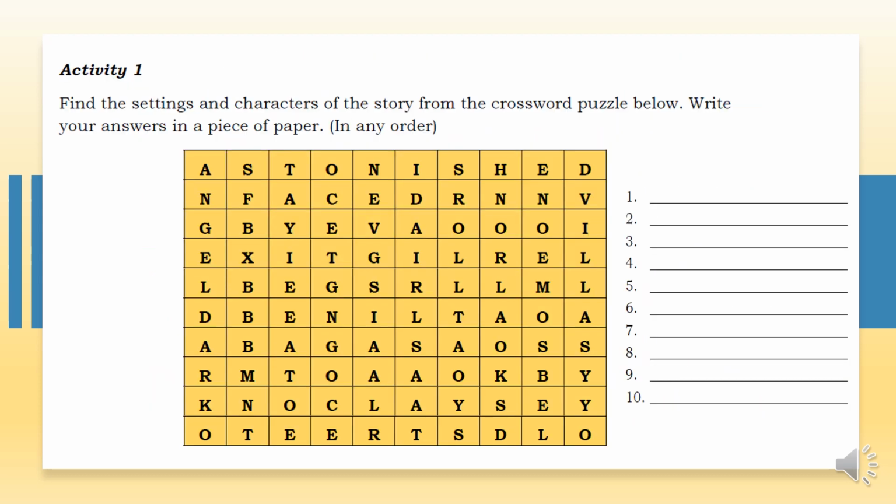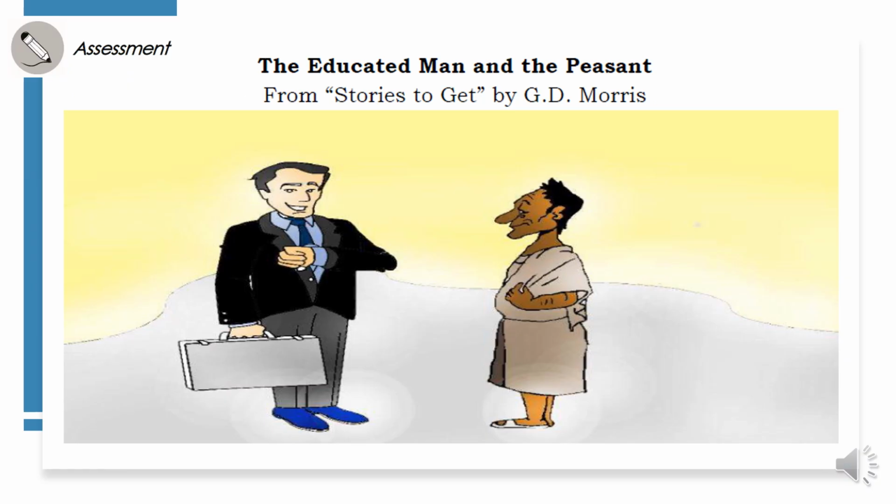So for activity number 1, you have to find the settings and the characters of the story from the crossword puzzle below. You have to write your answer on a piece of paper in any order. Okay? So there you go. Let's go. Now let's go on with our assessment.